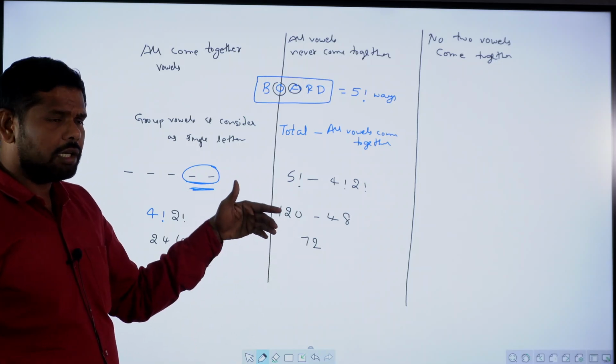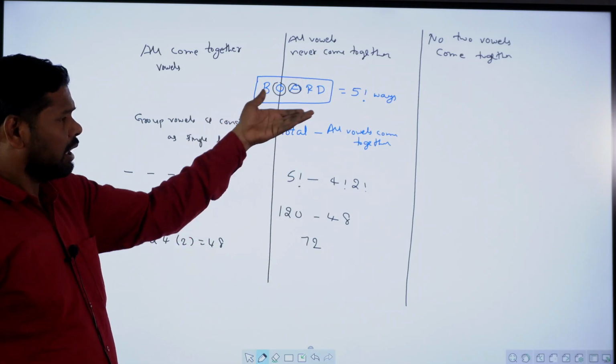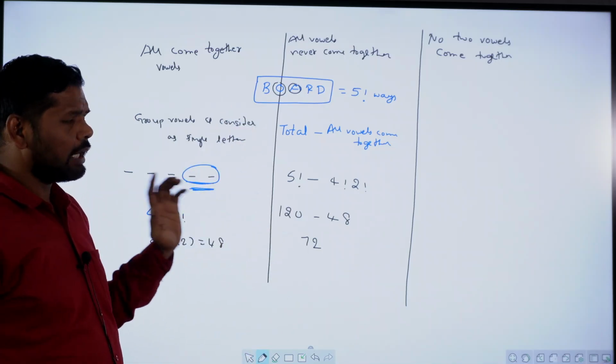If repetitions are there, we can use those repetitions in the denominator also. In this question, repetitions are not there. That's why we are writing directly.